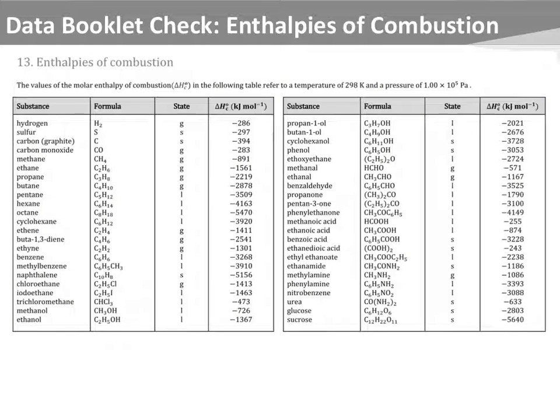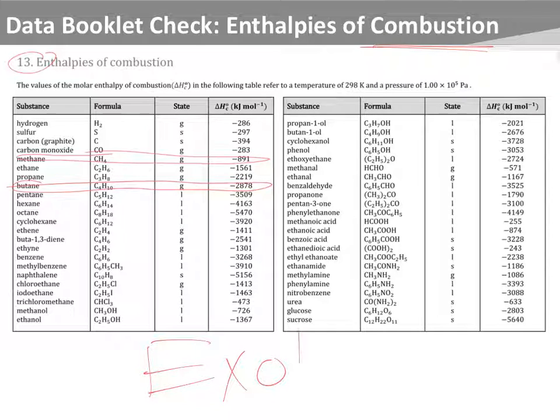So we can use our data booklet. Let's see, methane is here. We looked at, here's butane. Lots of possibilities. This is table 13, enthalpies of combustion for a number of substances. What do you notice about the values for delta H? The little C here, that means combustion. Every single one of these values is negative. Well, it makes sense. Combustion is exothermic.